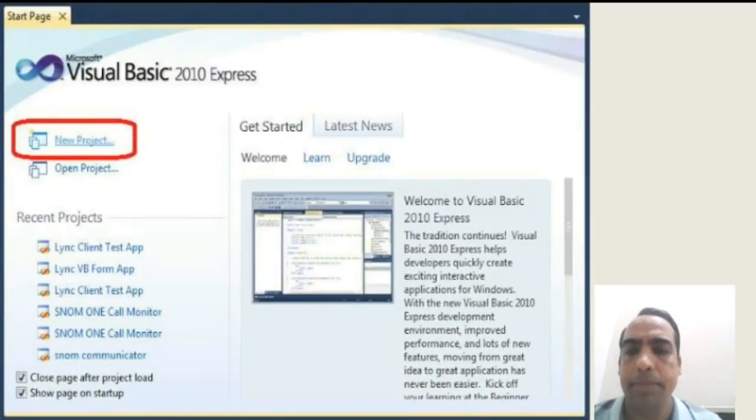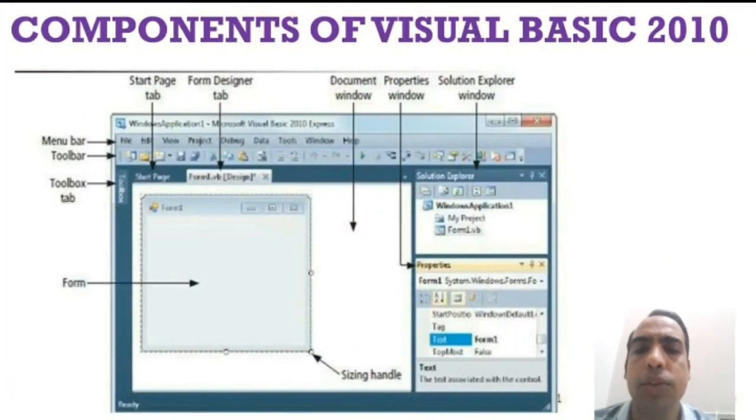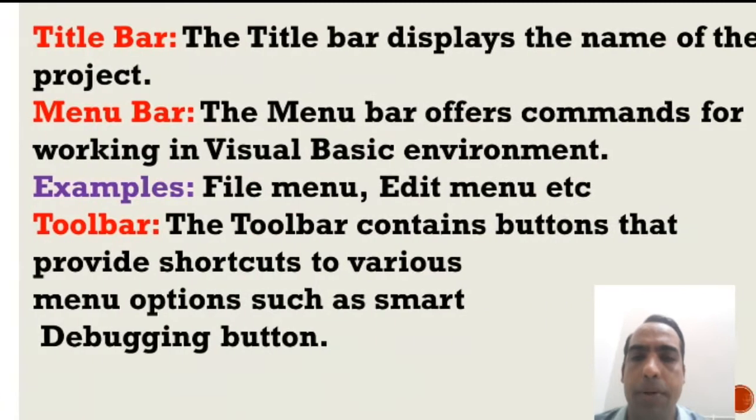You can see components of Visual Basic 2010. Components means parts of any software. Similarly, Visual Basic have some components like form window, toolbox, toolbar, menu bar, start page tab, form designer tab, document window, properties window, solution explorer. I will explain you one by one.